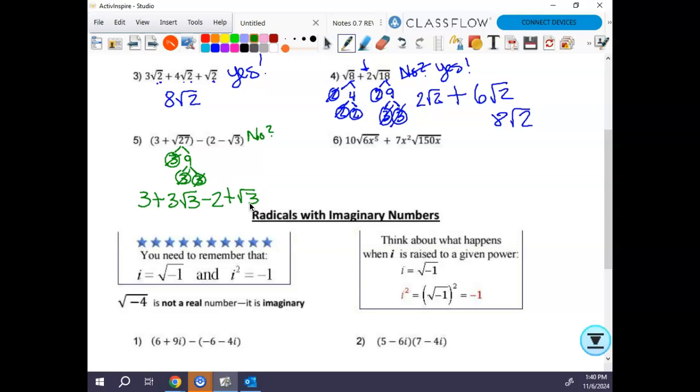Which means when I simplify it, I can do the 3 minus 2, which is 1. And then what's 3 square roots of 3 plus the square root of 3? How many square roots of 3 do you have? I have 3 here and 1 here. That's a total of 4 square roots of 3. And that is my answer.